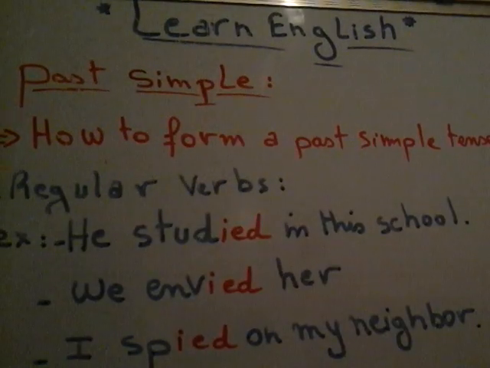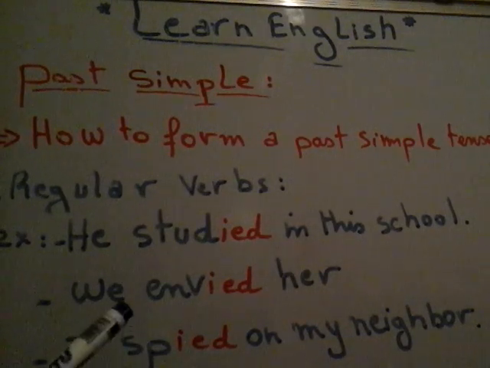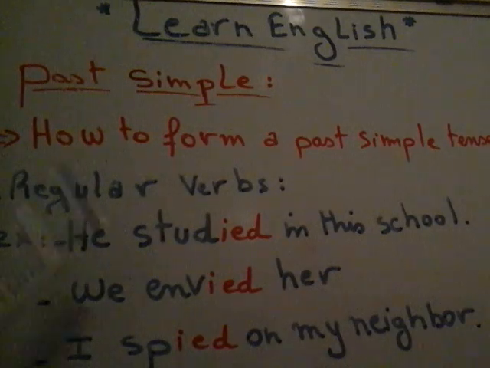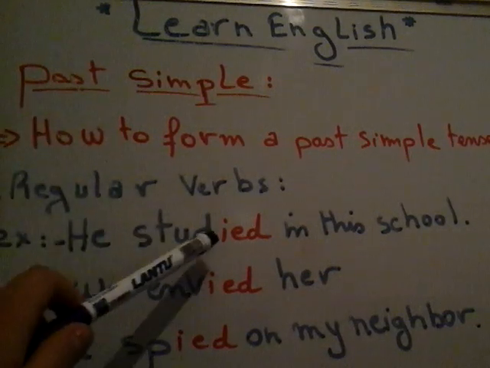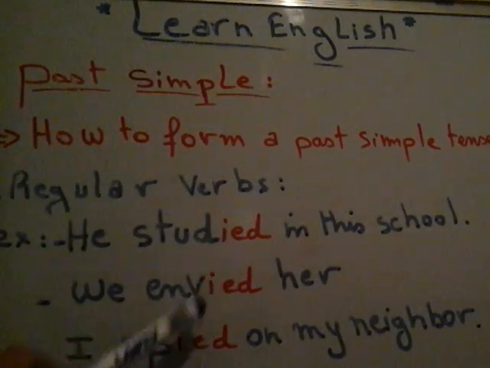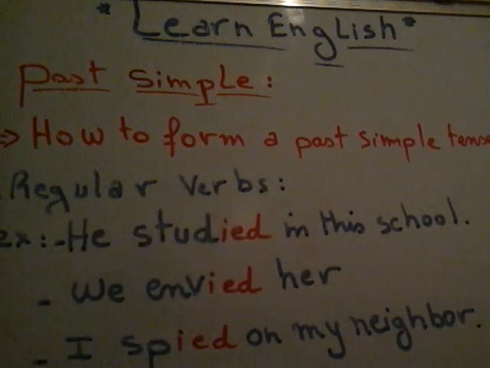First example, he studied in this school. The second, we envied her. Third, I spied on my neighbor. As you see here, verb to study, verb to envy, and verb to spy, all of them end with y, and it changes when we conjugate the verb in the past simple, and it becomes I plus ed.